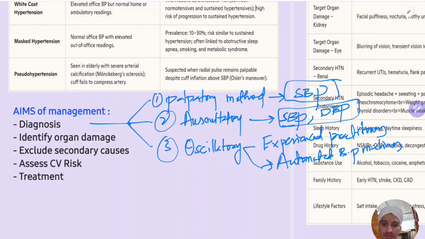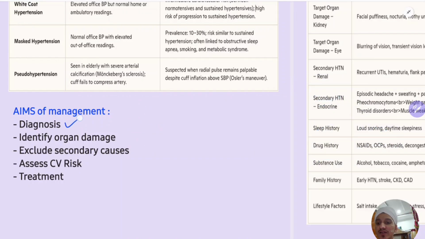So the usual procedure is first you do palpatory and then auscultatory for every patient. That's how you measure SBP and DBP. Okay, so you diagnose the hypertension. All the thresholds were discussed yesterday: for home BP monitoring, for office BP, for automated BP monitoring, and daytime and night time thresholds, while the patient is awake and while the patient is asleep. All things have been discussed. Okay, then first is diagnosis.